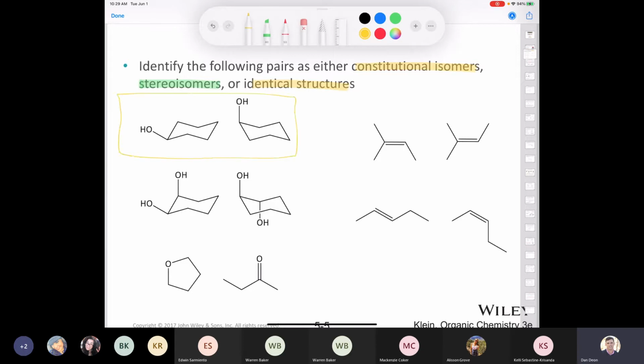Could anybody tell me what the relationship between these would be? Absolutely, Jessica. These are identical, right? These are the exact same molecule. So, identical. Right? The connectivity of the two molecules in space is the same. What's the difference between these two?